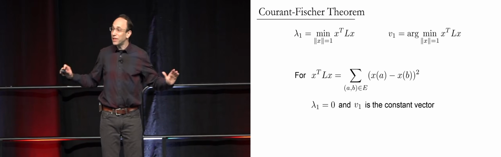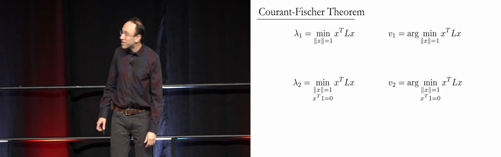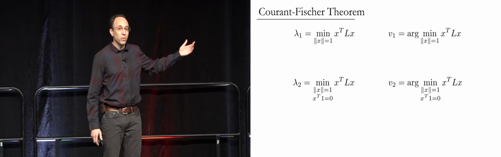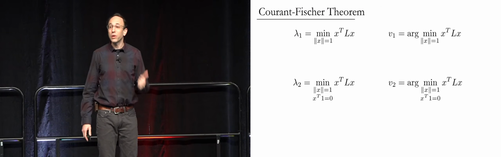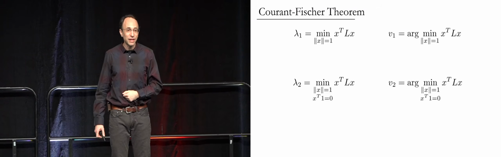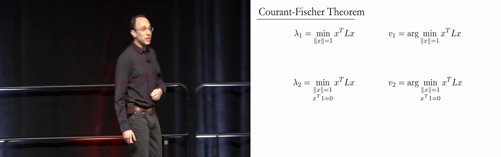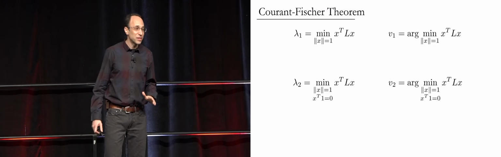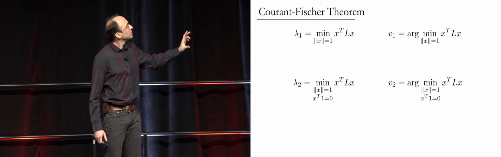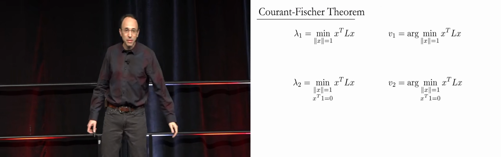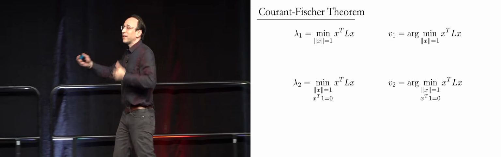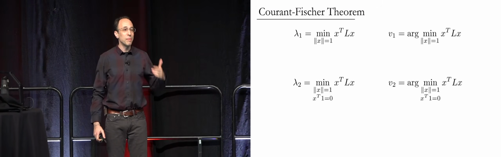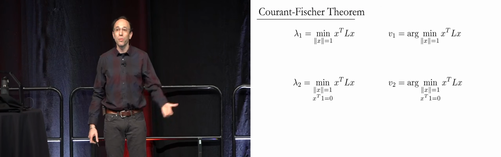Let's take a look at v2. The second eigenvector is the minimum of the Laplacian quadratic form over all unit vectors that are orthogonal to the first eigenvector. And in this case, that's very nice because we know that it's the all ones vector. So that is a very nice characterization of the second eigenvalue. And of course, the vector is the vector on which you achieve that minimum. And you can go on this way to define lambda 3 and lambda 4 and v3 and v4. Always, you take the vector that minimizes the quadratic form orthogonal to the ones that you've already found.